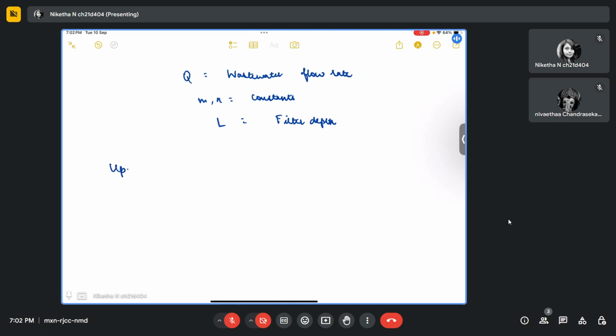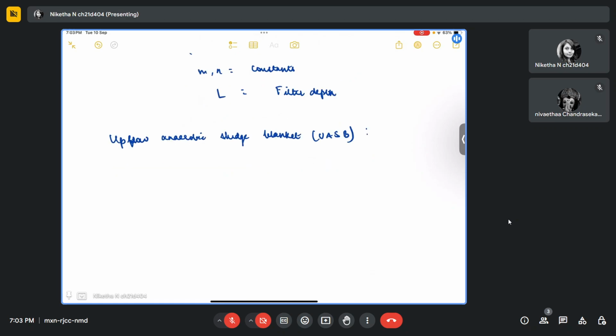Next, coming to upflow anaerobic sludge blanket. It is also known as UASB in short. So here the wastewater will flow from bottom to top. So this is completely anaerobic. The gases generated are collected and taken out. So it is completely sealed.